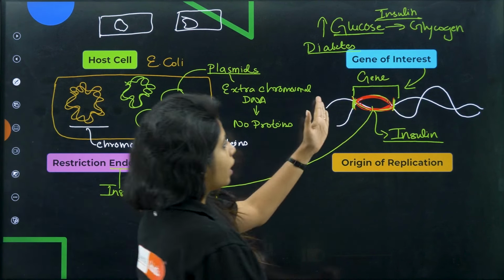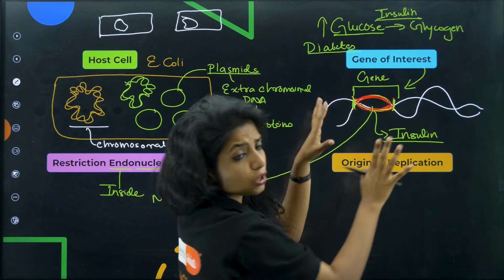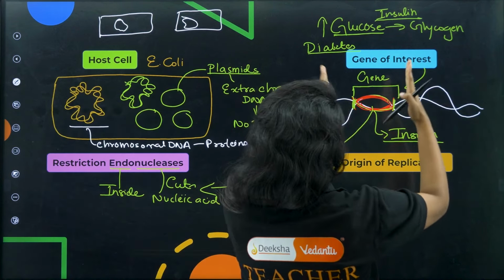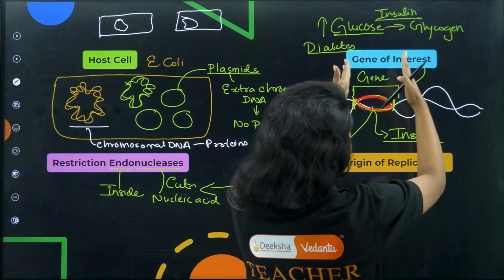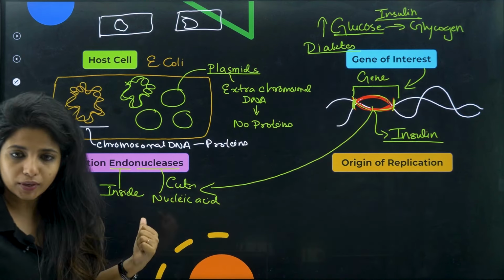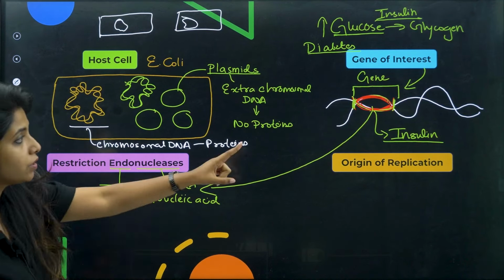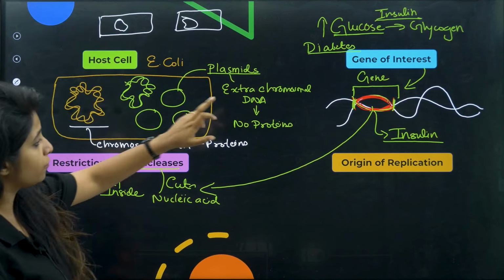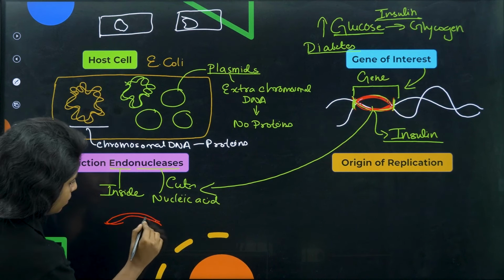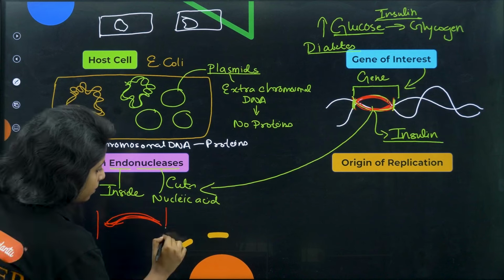So if I want to cut this end and this end, that is the external side, right? That is not done by endonucleases. Endonucleases, basically, if this is a DNA strand, I'm going to cut the middle portion of it. I want to cut the inside portion of it. That's when I use restriction endonucleases. Got it? So I use restriction endonucleases to cut the gene of my interest, that is this particular gene. Fine, I took it. The gene of interest, I got it.